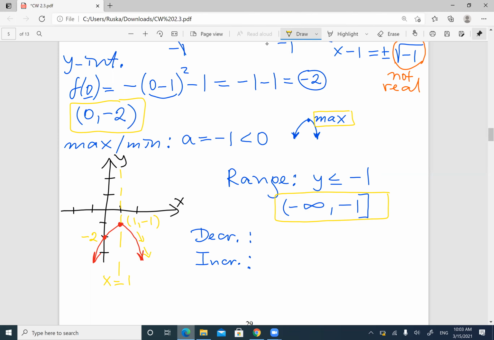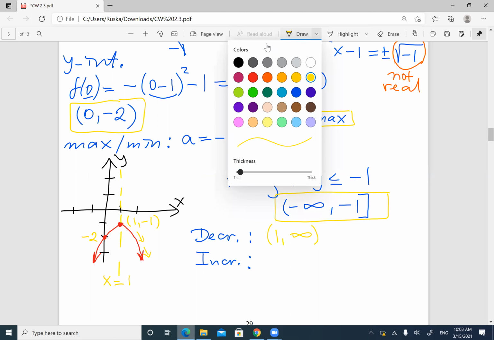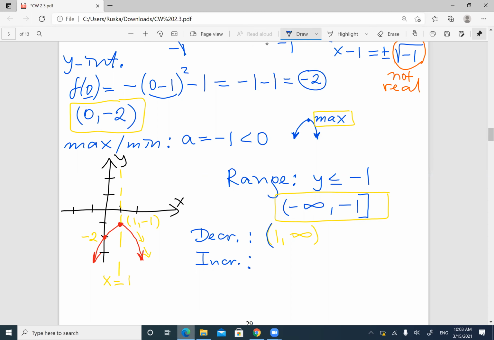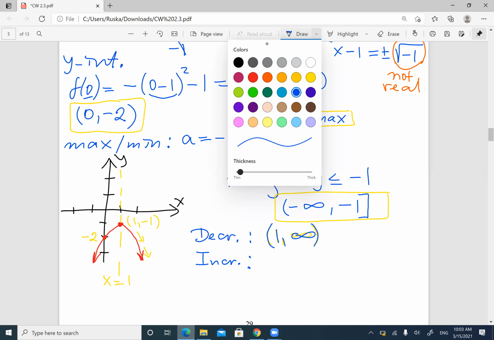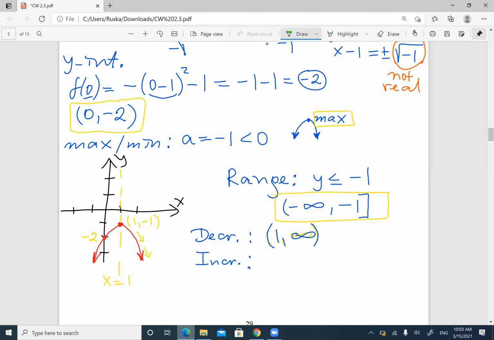And this side is going to be described with 1 to going down, right, to infinity. We're looking at the x-axis, okay? So decreasing is going to be from 1 to infinity, and the increasing is going to be the other side. So increase is going up, is going to be from negative infinity to 1.